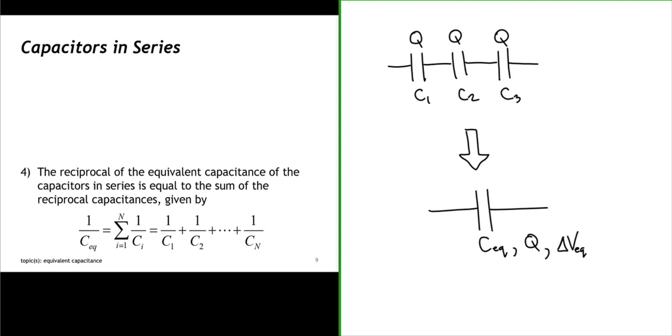Well, let's start with the potential difference of the equivalent capacitor. So the potential difference of the equivalent capacitor is equal to the potential difference across capacitor 1 plus the potential difference across capacitor 2 plus the potential difference across capacitor 3.